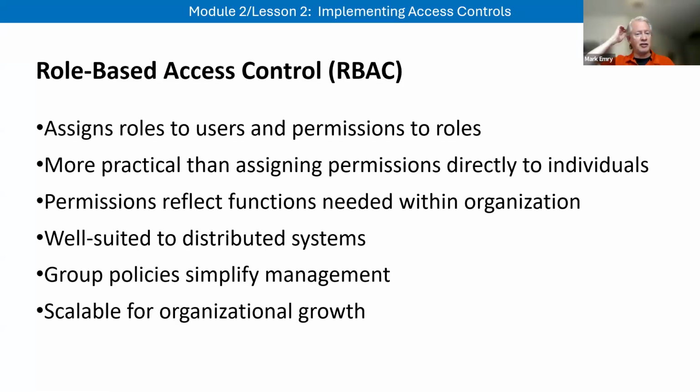Role-based access control, RBAC, involves the assignment of roles to users and permissions, privileges to roles. This approach is essential because assigning permissions directly to individuals becomes impractical even in a moderately sized organization. The role permissions reflect the permissions needed to perform defined functions within an organization. RBAC permissions are based on job roles, allowing employees to have access to the information required to fulfill work responsibilities.